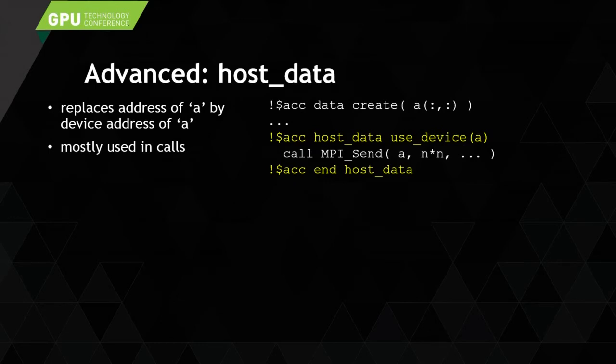All right, host_data. So the point with host_data is I've got a function call to a routine, and that routine needs CUDA device addresses. So like I'm using GPU Direct, I need to send the CUDA address to MPI. How do I do that? Well, host_data use_device(A), which says inside here, wherever I see A, replace that by the device address for A. And that works really well. There was a talk yesterday where they did exactly this for exactly this reason.